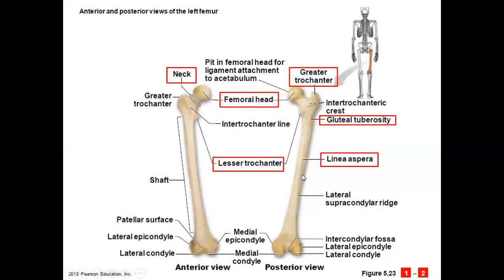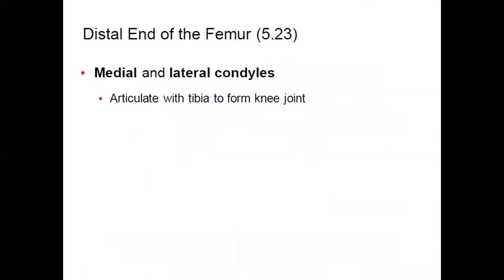The last structure I want to point out is the gluteal tuberosity. There's also gluteal attachments here for muscles. And the linea aspera, this line right here, is a point of attachment for muscles that adduct, bring the legs closer to the midline. We'll talk about those muscles later.